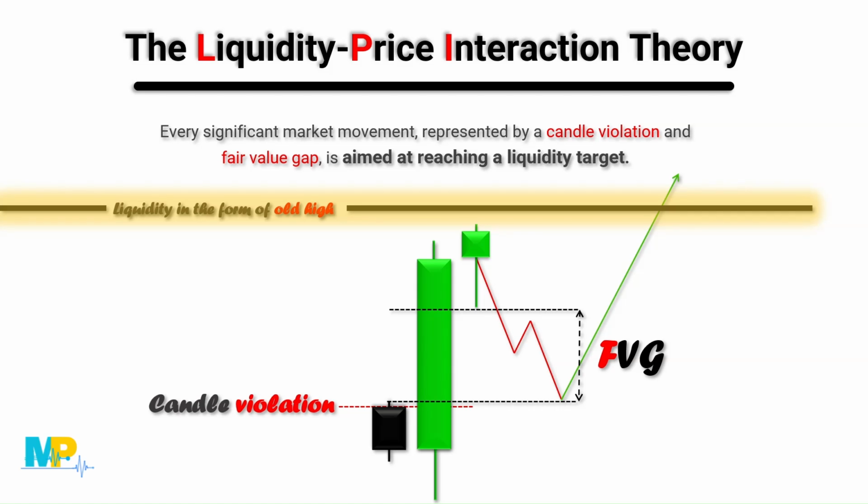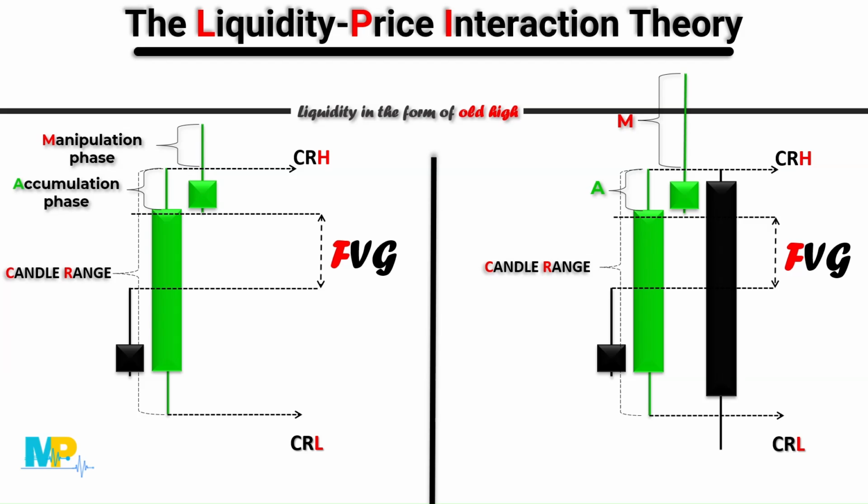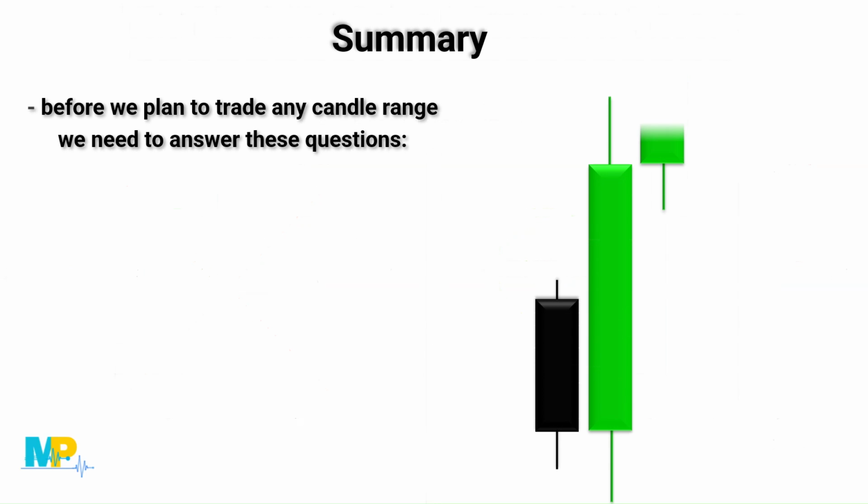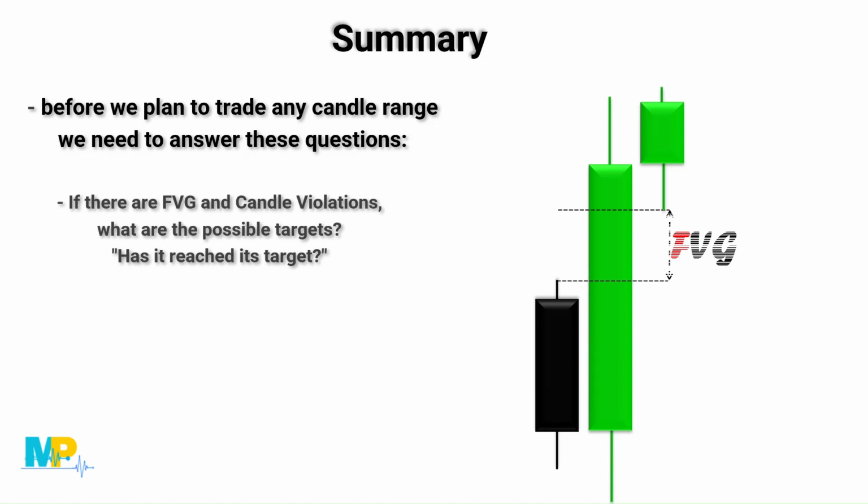Meanwhile, consider the candle range that the price at the accumulation phase or manipulation phase has reached a liquidity level. This candle range will have all confirmations to trade. In the upcoming videos, we will discuss the liquidity price interaction theory in more detail. So before we plan to trade any candle range, we need to answer these questions. If there are fair value gap and candle violations, what are the possible targets? Has it reached its target?